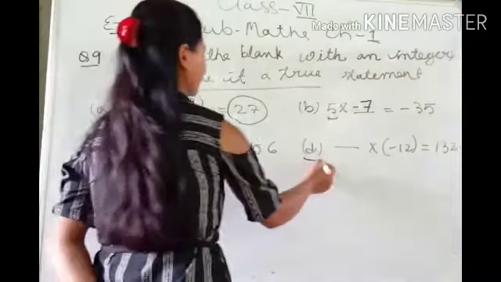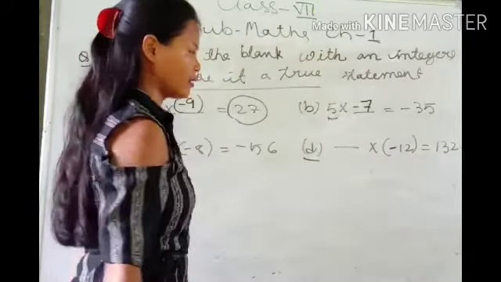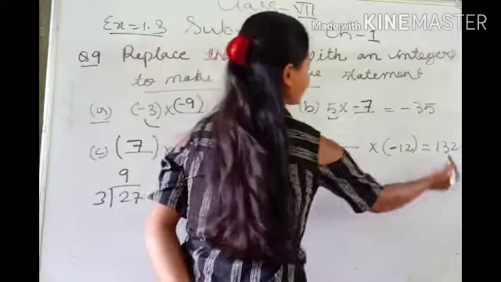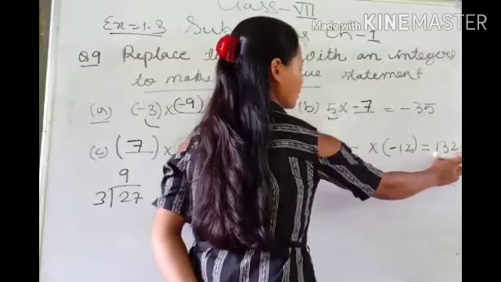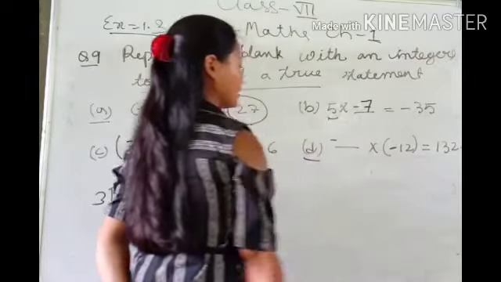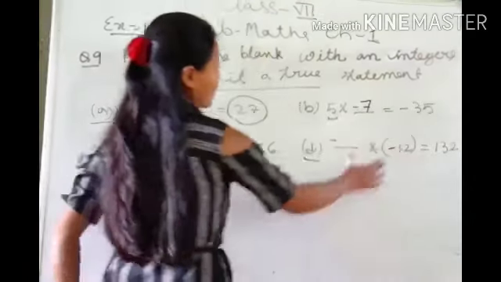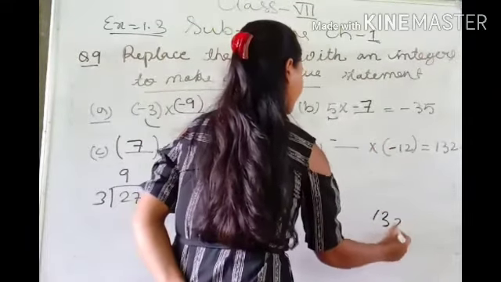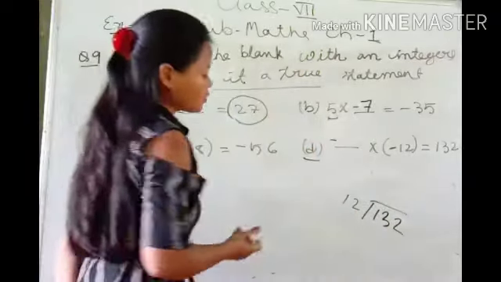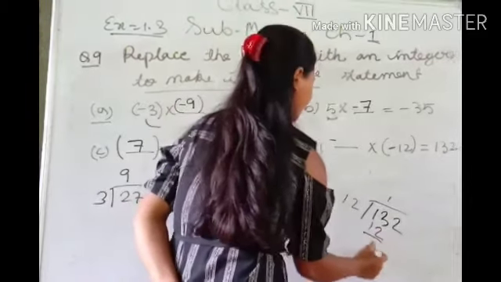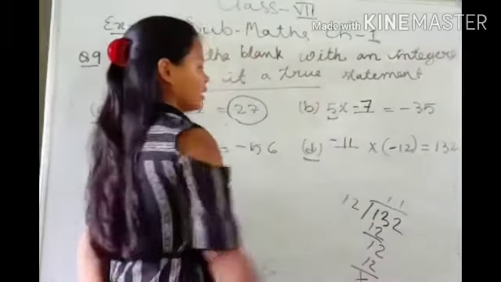Now question number D. Here it is written minus 12, and the answer is positive. So one negative and one negative will make a positive, isn't it? So you will write a negative answer. So what will be that negative answer? If you want this value, simply divide 132 by 12. So you will get 11.